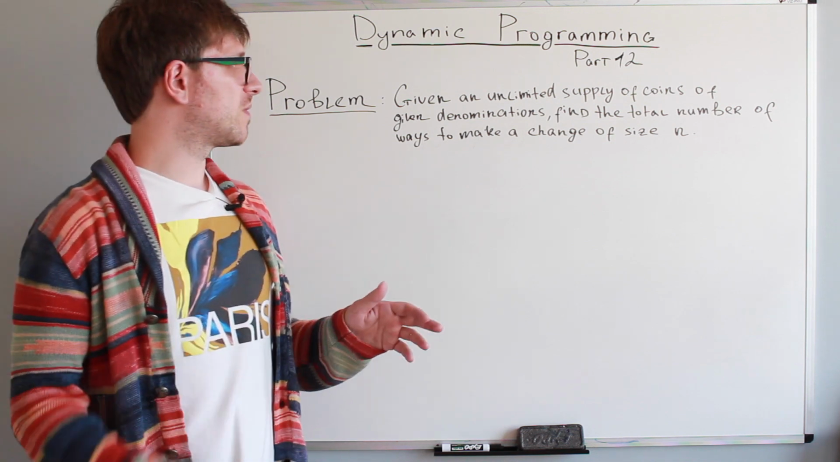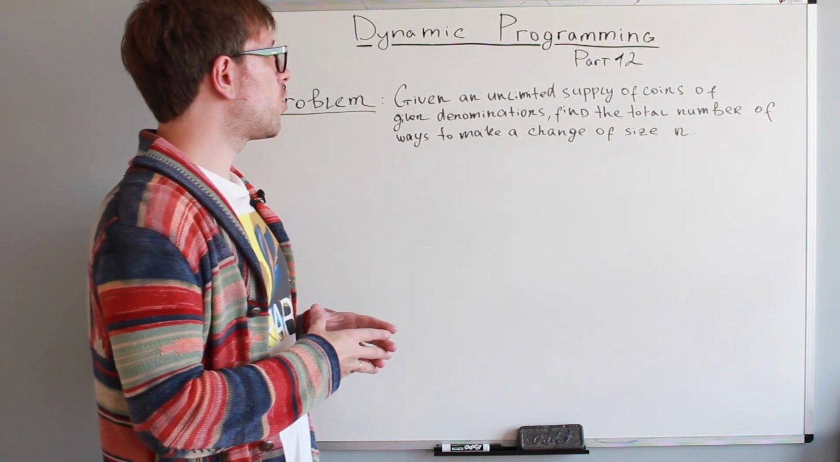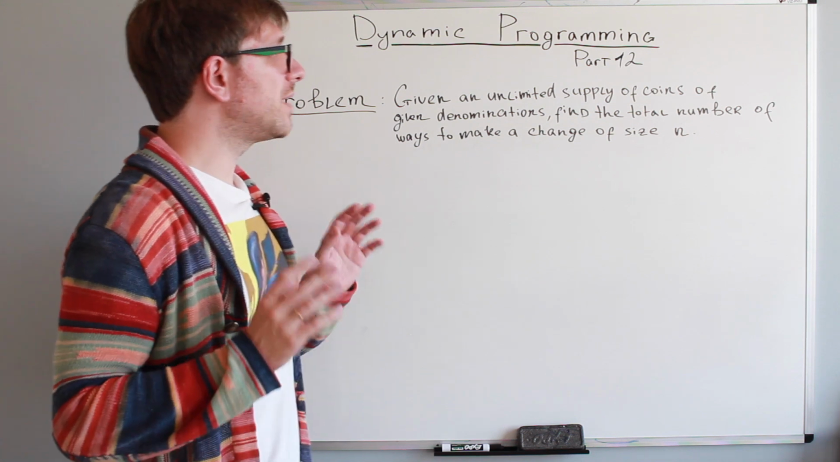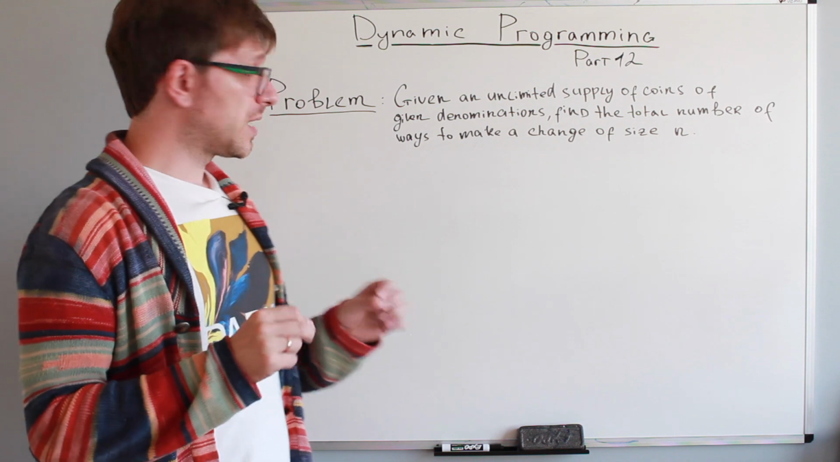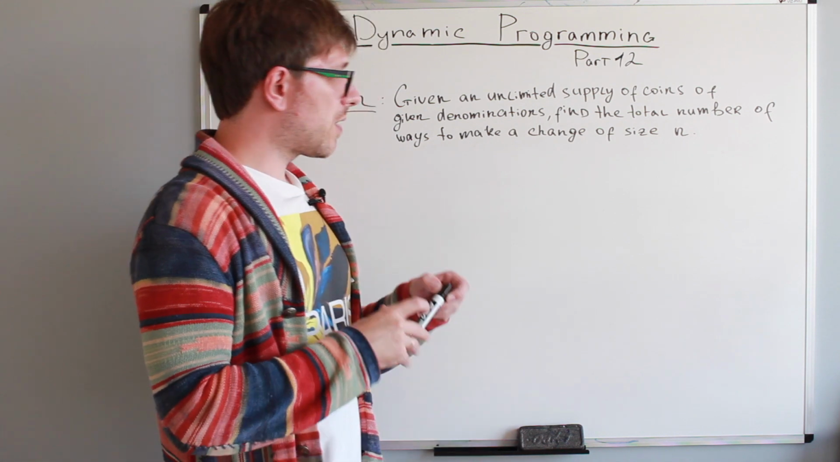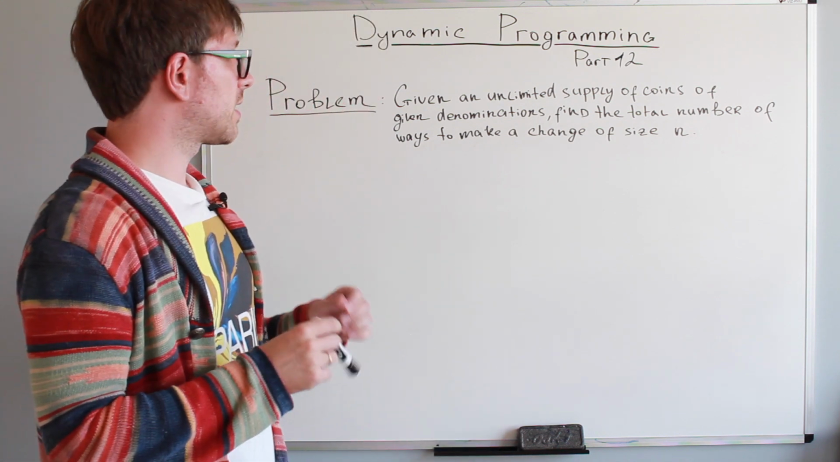So, the coin change problem, what is it about? Here is the problem description. Given an unlimited supply of coins of given denominations, find the total number of ways to make a change of size n. So, let's talk about this problem. Let's think about it a little bit.